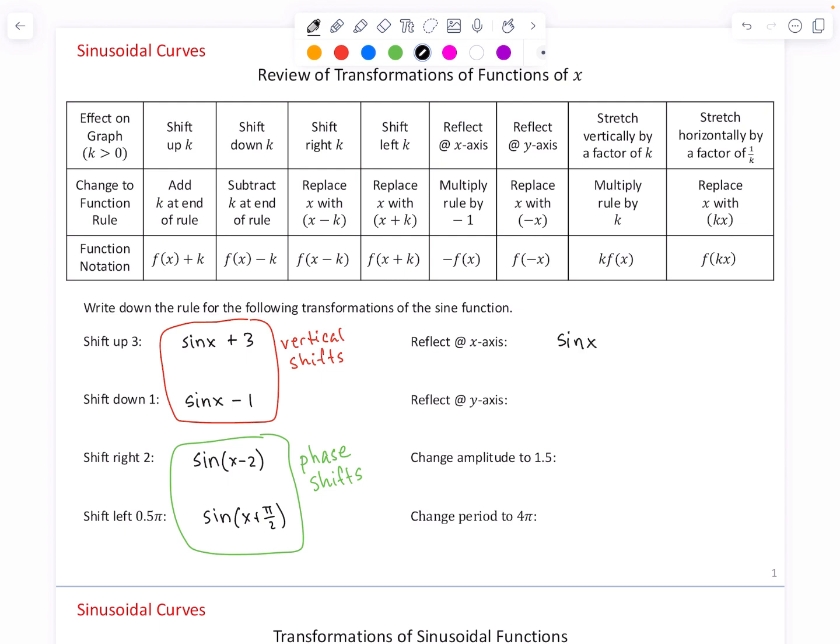Now to reflect any graph across the x-axis, you multiply the rule of that function by -1. So here's the rule for the sine function. If you multiply it by -1 or simply put a negative in front, this will have the effect of reflecting across the x-axis. Now if you take the sine wave and you want to reflect across the y-axis, well, to reflect any graph across the y-axis, you replace all the x's with -x. So in this case here, we would replace the x with -x.